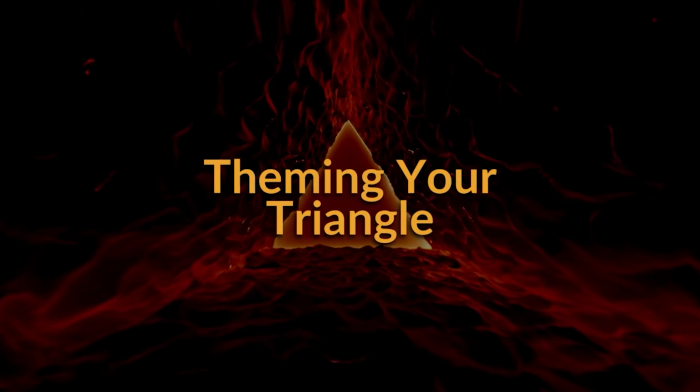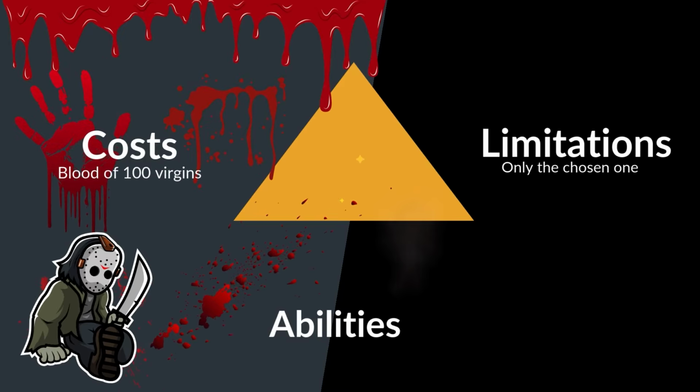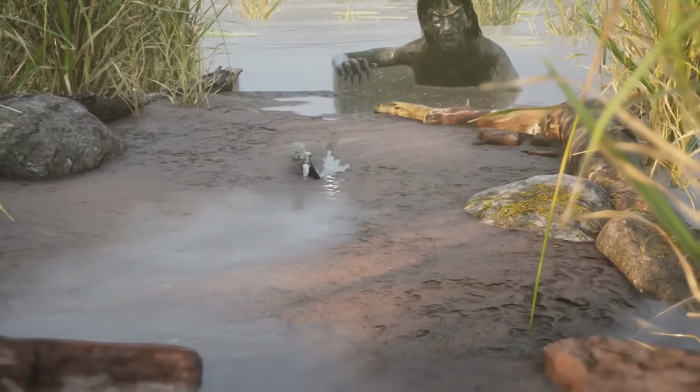So, balance your triangle and you're golden, right? Well, there's one more thing that you need. You need to theme your triangle. It's important that your triangle of power fits thematically within the world that you've built. If your magic's cost is the blood of 100 virgins, but your power is bringing back the adorable marshmallow fairies, you need to take a long, hard look at your world building. This item is technically balanced, but it's still broken. It betrays the spirit of whatever you're trying to tell the audience. Unless your marshmallow fairies are really freaking scary. In which case, keep them the hell away from me.